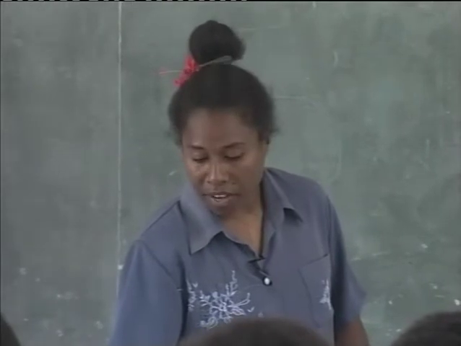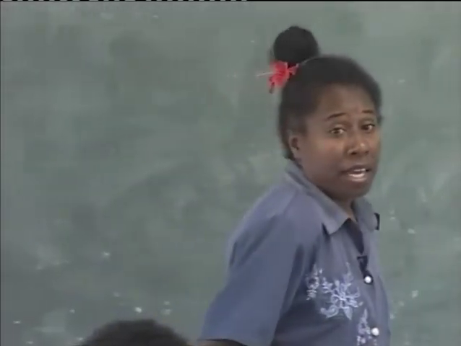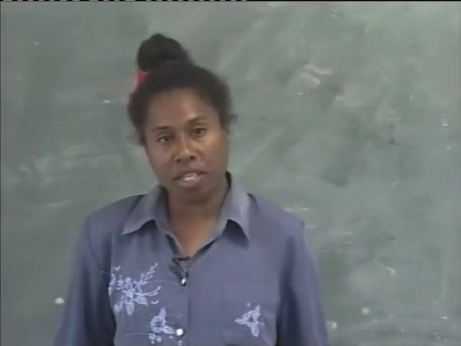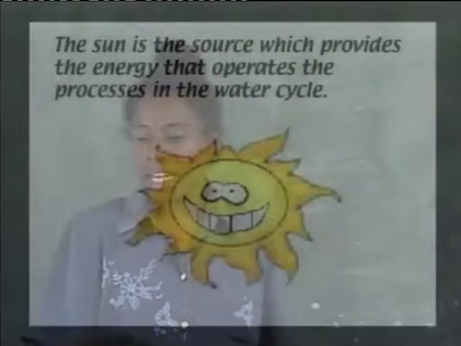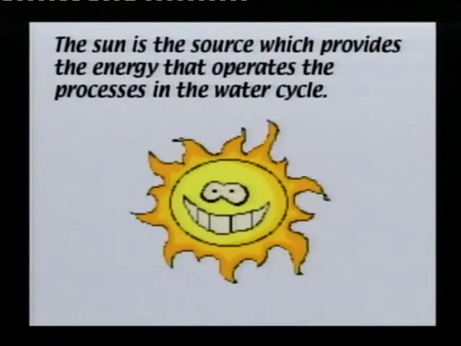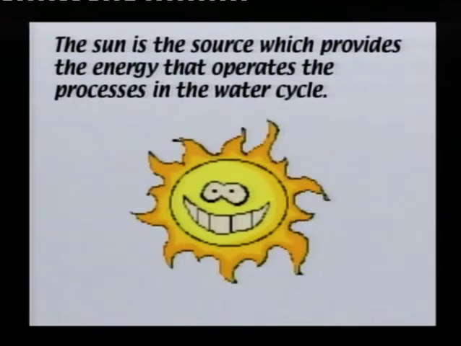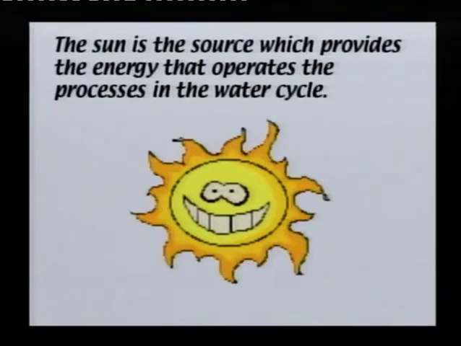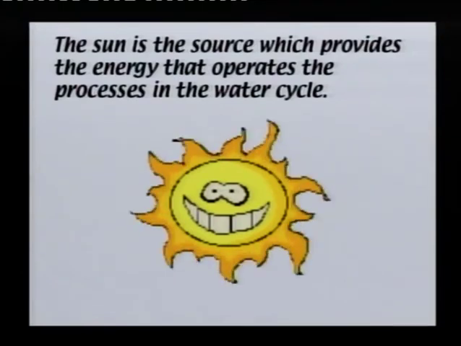Okay, the water cycle, a very important process which enables the continuous movement of water. In order for the water cycle to operate, it has to have energy. Where is that energy obtained from to operate the water cycle? The sun, yes. So the sun is the main source which provides the energy that operates the processes in the water cycle. From that energy, the water cycle is able to operate.